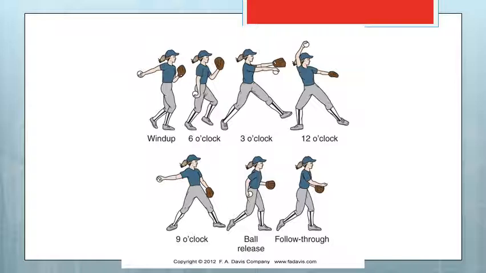The softball pitch has a little bit of a different breakdown as far as the phases. It's named based off of the faces of a clock. So you still have a wind-up phase, then you have the 6 o'clock, the 3 o'clock, the 12 o'clock, 9 o'clock, ball release, and follow-through. They're named a little bit differently based upon the face of the clock. And again, it's the motion that occurs at the end of the phase that is really the most important. That's something to keep in mind.